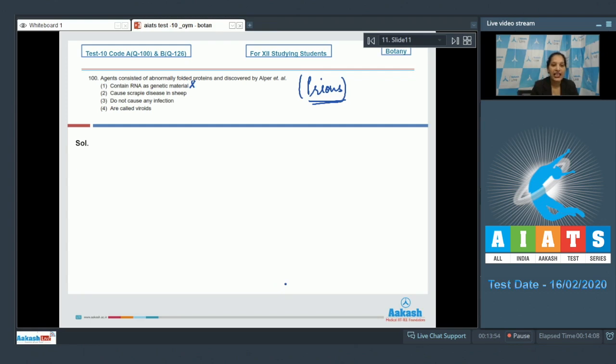Second, they cause scrapie disease in sheep. Yes, they can cause many diseases such as Kuru disease, scrapie disease. So it is true. Third one, do not cause any infection. No, they cause infection, and that's why they are causing the disease. They are called viroids? No, they are called prions. So the correct option for the given question is option number 2. Let's move to the next question.